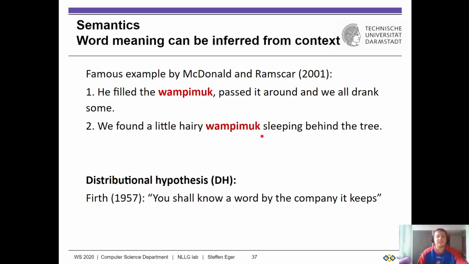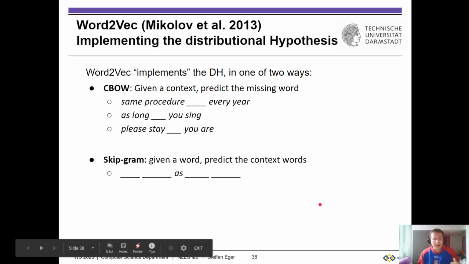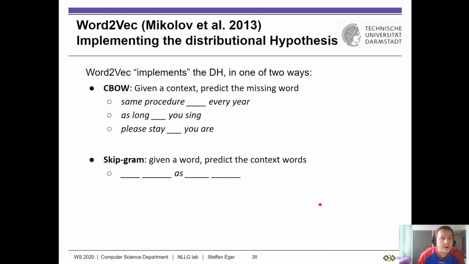And all of this is summarized in this distributional hypothesis: you shall know a word by the company it keeps. Now, how do we implement this hypothesis with the computer?